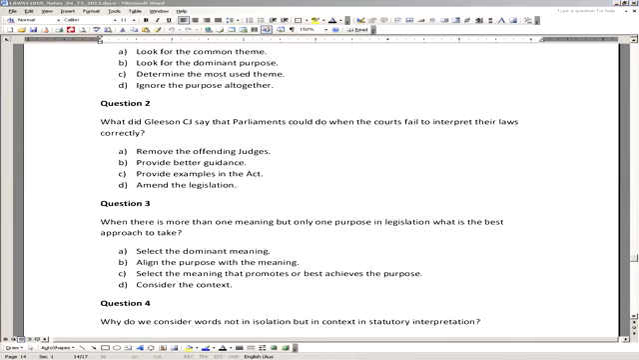What did Gleeson CJ say that parliaments could do when the courts fail to interpret their laws correctly? Remove the offending judges, provide better guidance, provide examples in the Act, or amend the legislation. Jessica? No? What did he say? I'm thinking he'd say that one. Is that right? D. Amend the legislation. Yeah. It doesn't sound like Chief Justice Gleeson, but I'll believe it if that's what he said.